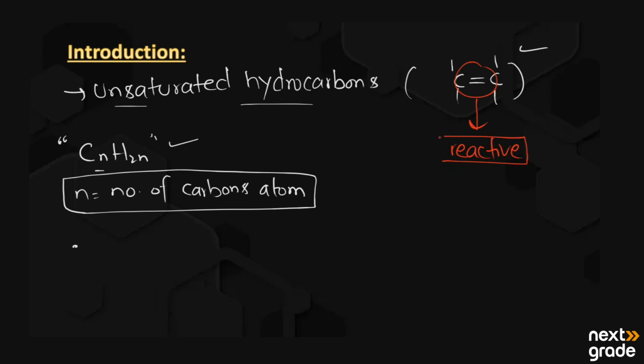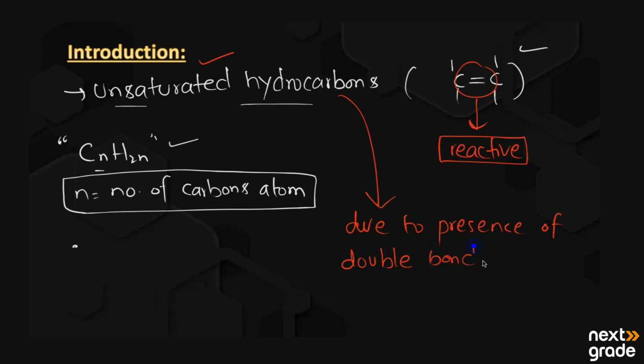So, in simple terms, alkenes are a class of hydrocarbons. They are known as unsaturated hydrocarbons. And why are they called unsaturated hydrocarbons? The reason is the presence of a double bond. It is due to the presence of a double bond between two carbon atoms. So a double bond between two carbon atoms forms unsaturated hydrocarbons. So this is a simple introduction to the alkene.